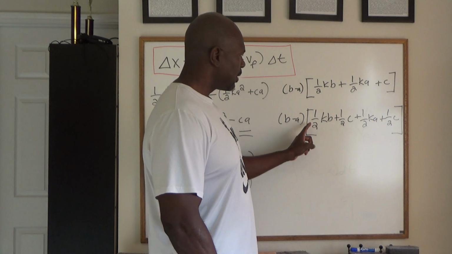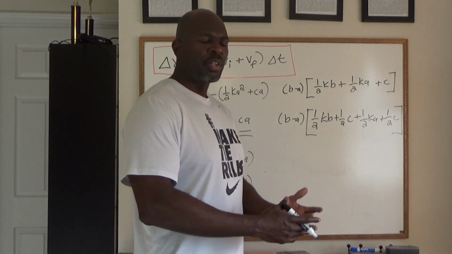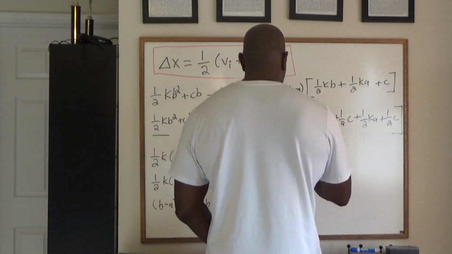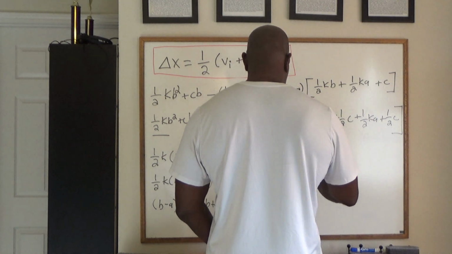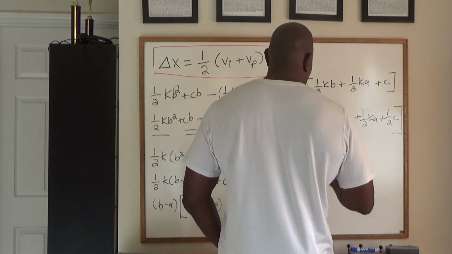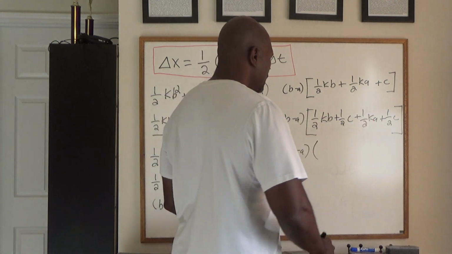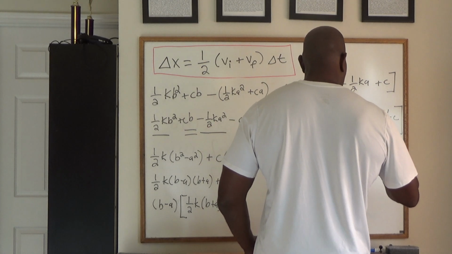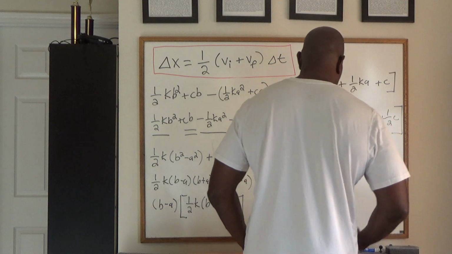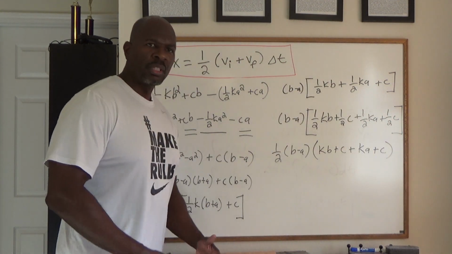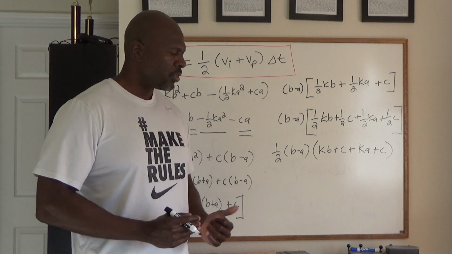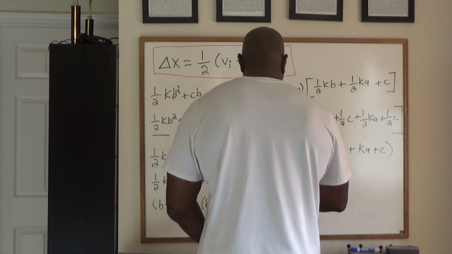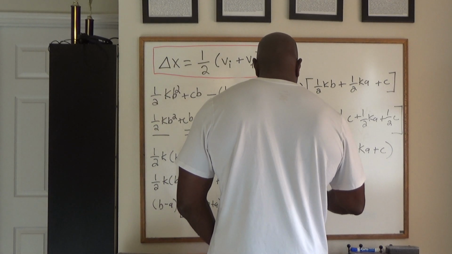Because if you notice, everything in here has the factor of 1/2. So I'm going to factor the 1/2 out. I'll put it in front of the b minus a. So this is 1/2 times b minus a, and when I factor the 1/2 out of these, I have kb plus c plus ka plus c. And now we'll substitute what things were with respect to the physics formula. So if you recall, b minus a was delta t, so 1/2 delta t.